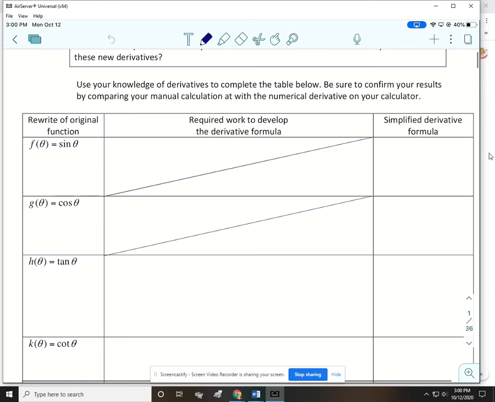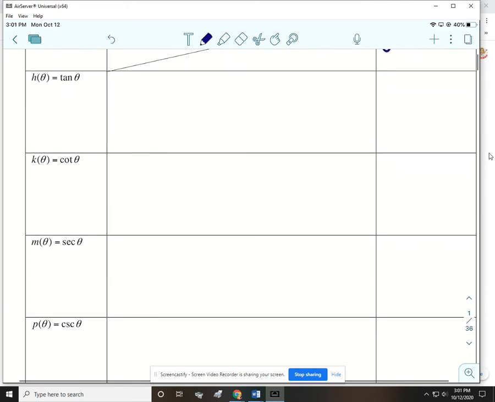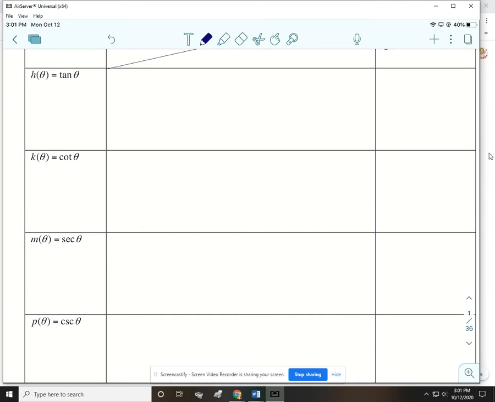But we've already learned that the derivative of the sine of theta is going to be the cosine of theta, and the derivative of the cosine of theta is going to be negative sine of theta. All right, so we're going to use that and the quotient rule for derivatives to find the others. And then we're going to memorize them and not have to go through the process every time.